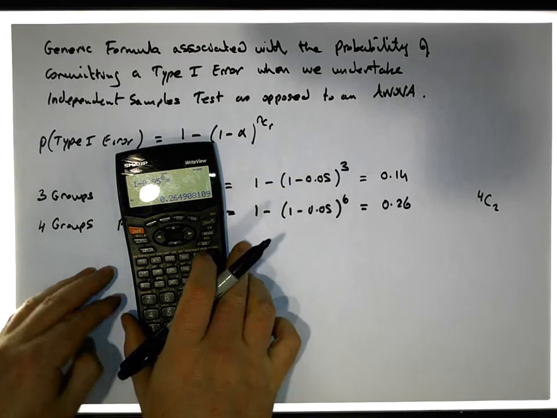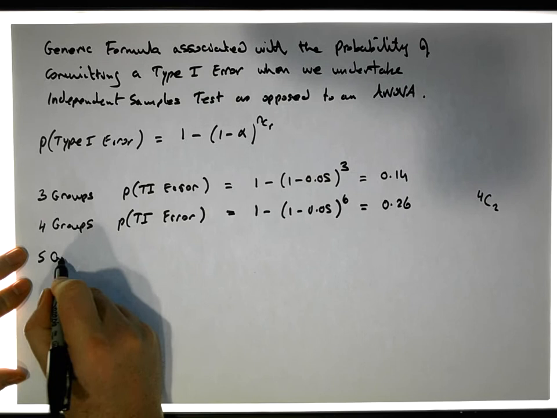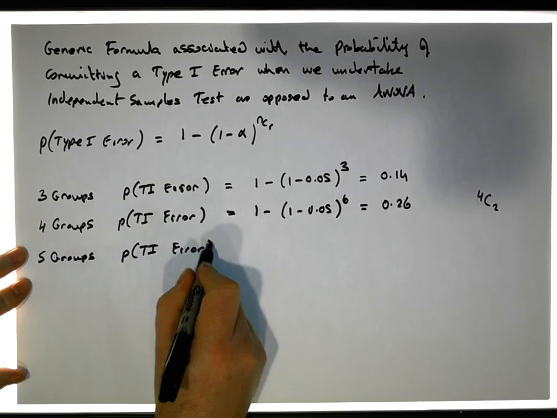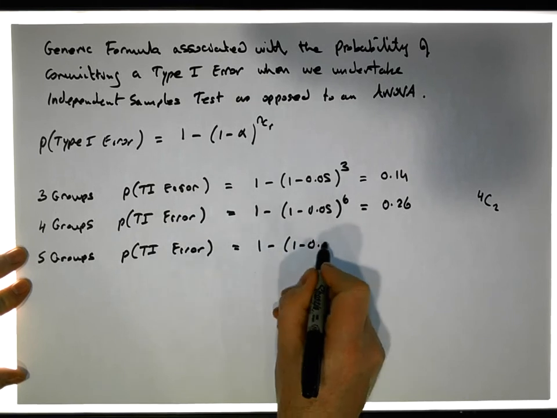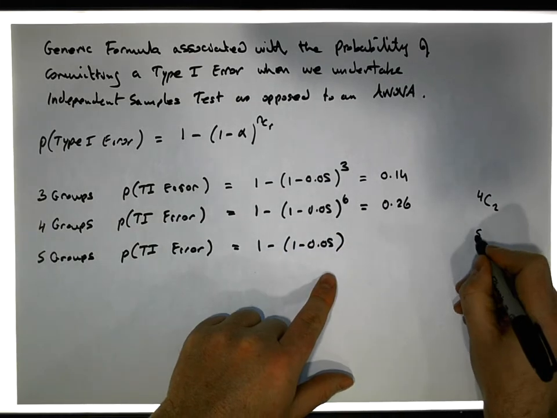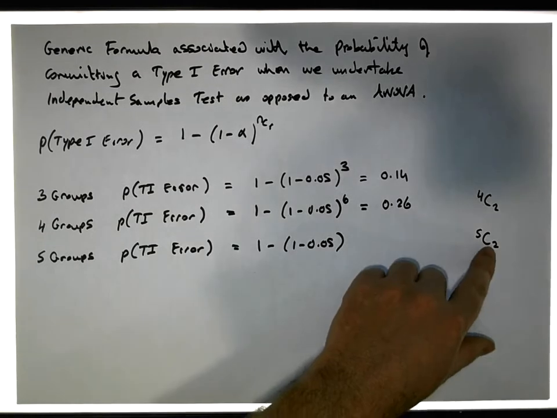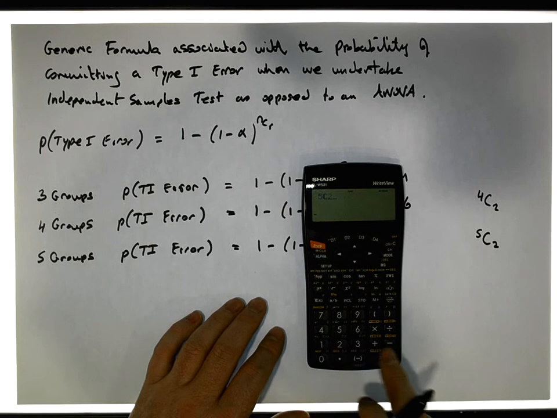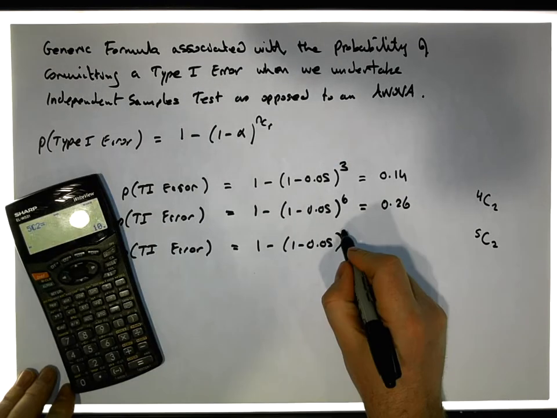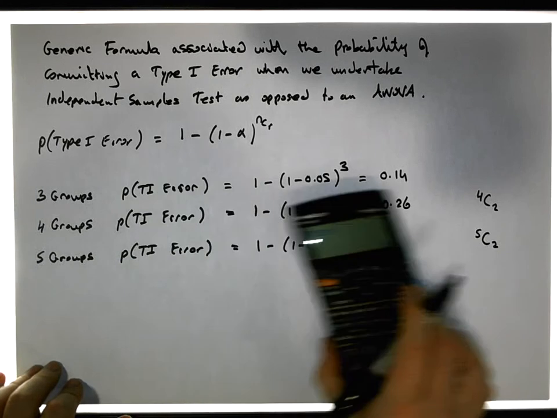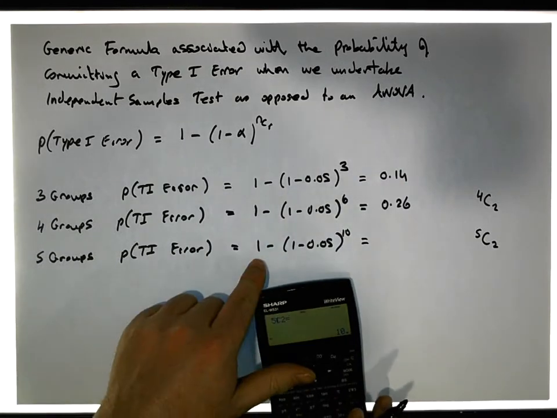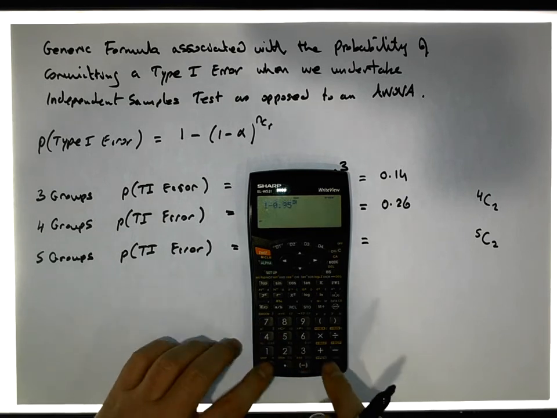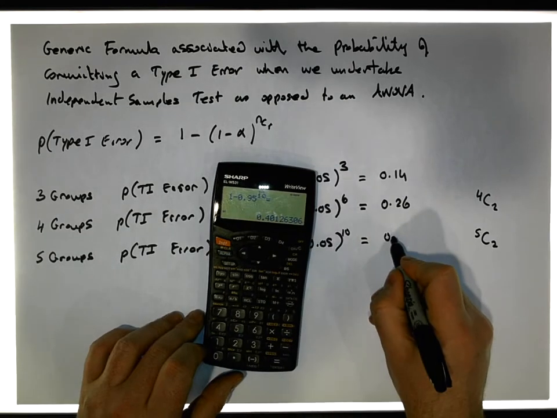What about when we have 5 groups, which isn't anything unusual? The probability of committing a type 1 error now becomes 1 minus 0.05 raised to the power of, well, we've got 5 groups. How many ways can we select 2 things from 5? How many independent samples t-tests could we do? We have 5, second function, NCR2, gives us 10 ways to do that. So there'll be 10 independent samples t-tests, which gives us 1 minus 0.95 raised to the power of 10, a value of about 0.40. You have a 40% likelihood.